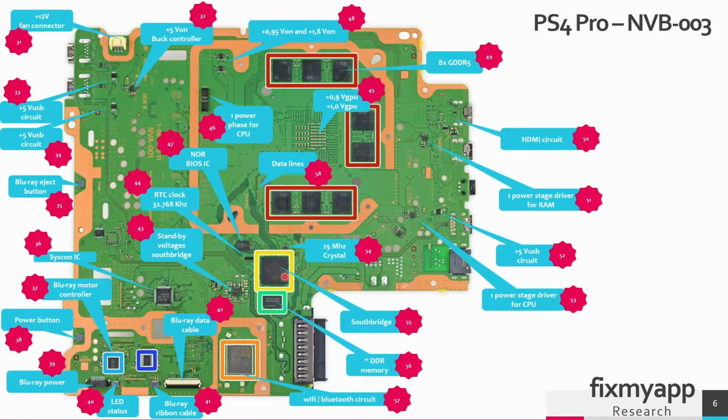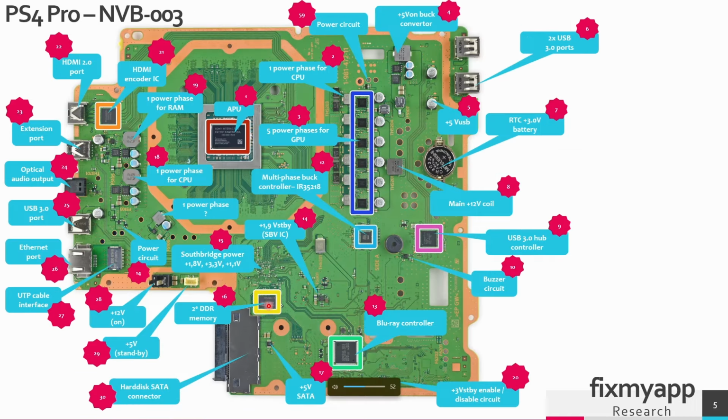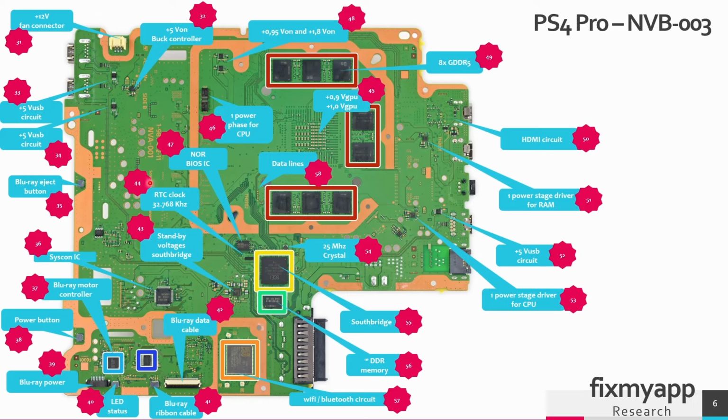This is the Southbridge, and underneath there is a DDR memory in region 65. The second DDR module is located on the bottom side of the PCB board. And in region 44, this is the RTC clock, the crystal oscillator that generates the signal of 32.768 kHz. In this region, the power button ribbon cable is connected into this connector.